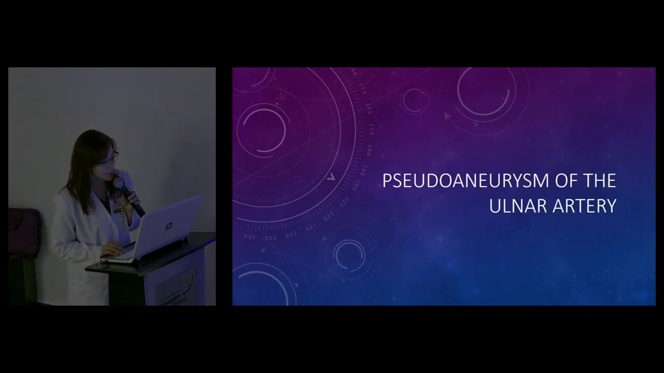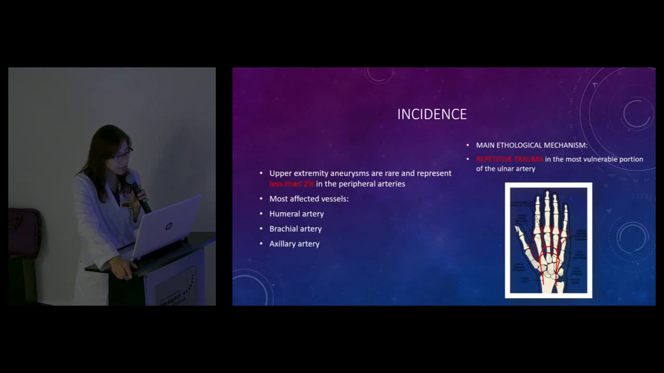Pseudoaneurysms of the ulnar artery. The incidence of upper extremity aneurysms is rare and represents less than 2% of peripheral arteries. The most affected vessels are the humeral artery, brachial artery, and axillary artery. Aneurysms and pseudoaneurysms of the distal ulnar artery are even more infrequent.